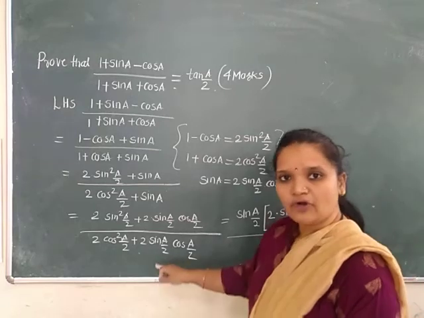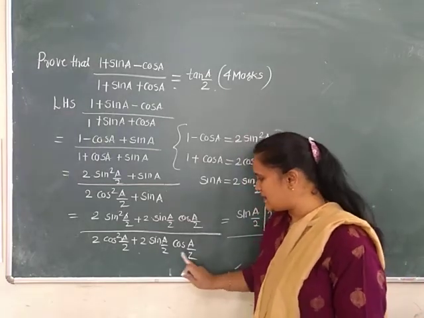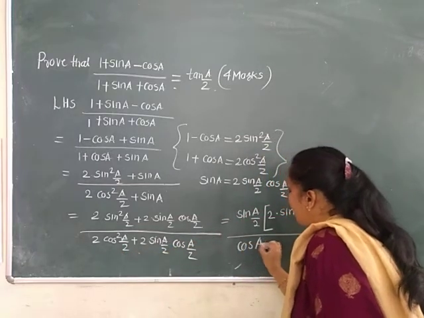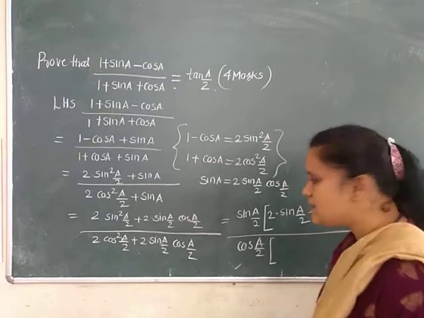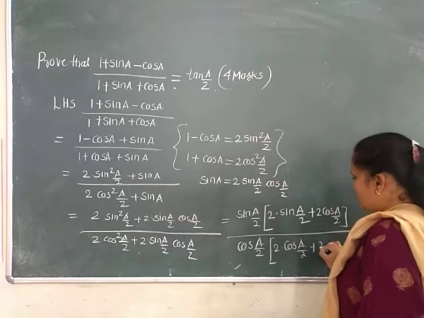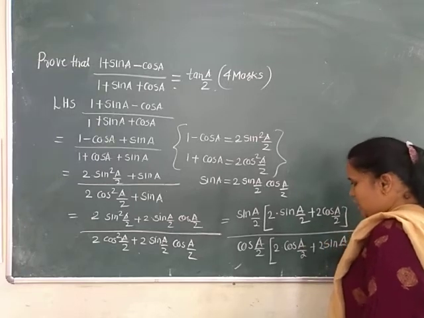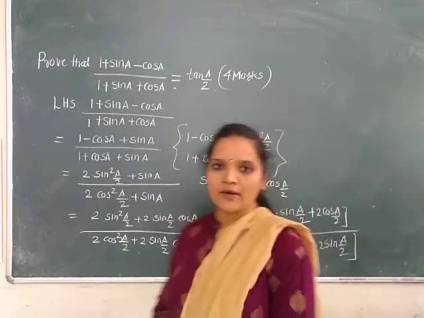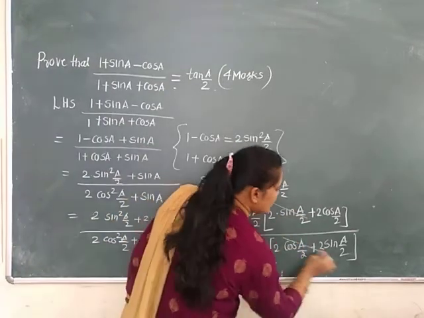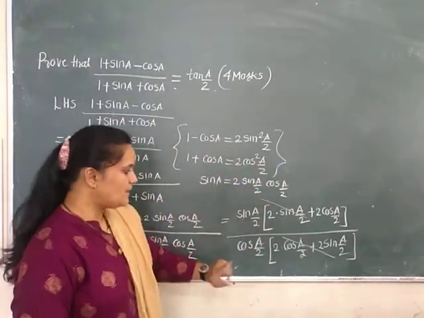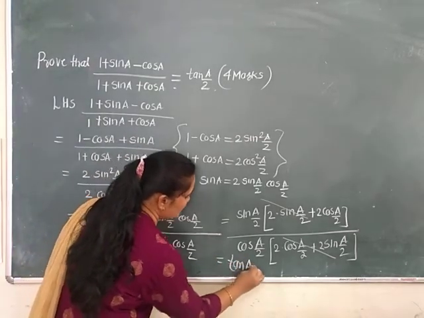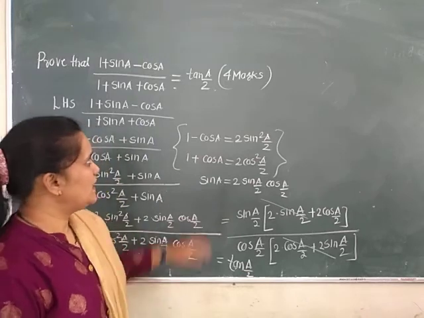Then similarly, from the denominator this term can be taken common, cos of A by 2 and cos of A by 2 is similar there. So I will write cos of A by 2 into the bracket. Now here remains 2 into cos of A by 2 plus 2 into sin of A by 2. Now if you observe in this question, these two terms are identical, equal, so I can cancel them out. Now sin of A by 2 upon cos of A by 2 is nothing but tan of A by 2. So we have got the answer.